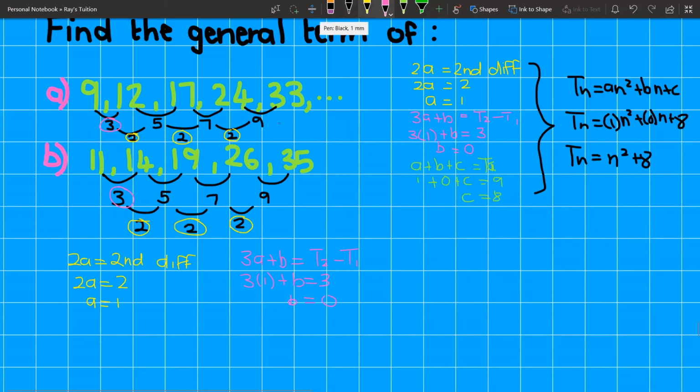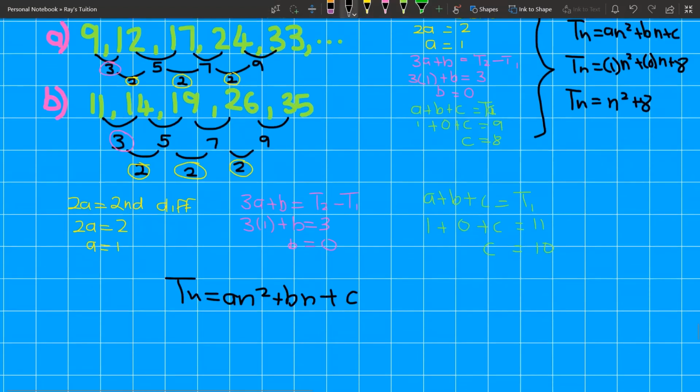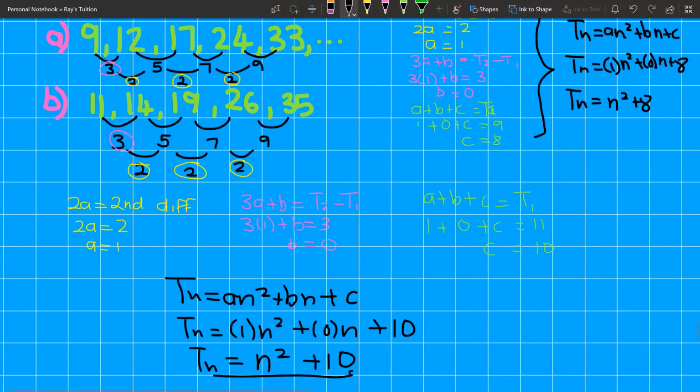And then the last one is we're going to use the formula a plus b plus c is equal to our first term. a is 1, b is 0, and we're solving for c. If we solve for c, we get 10. So using this in the formula, Tn is equal to an squared plus bn plus c. In the place of a, once again, we are putting 1. In the place of b, we have 0, and c, we have 10. So simplifying this, we have the general formula being n squared plus 10.